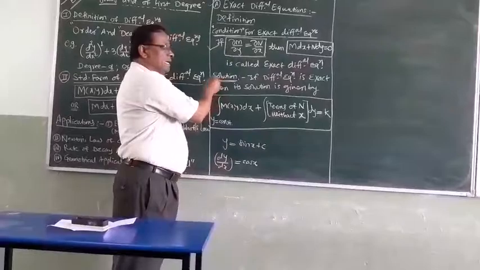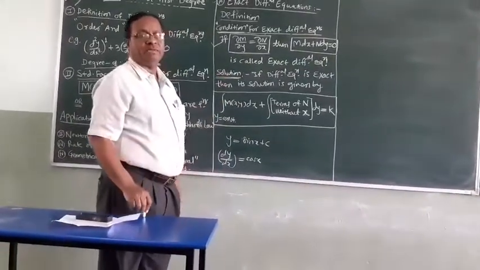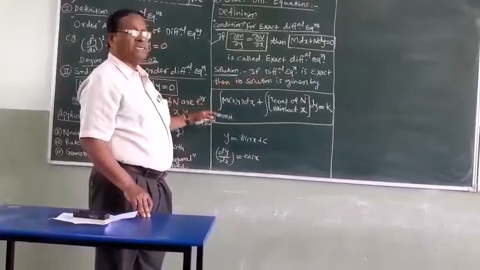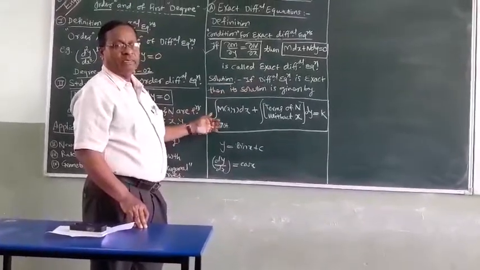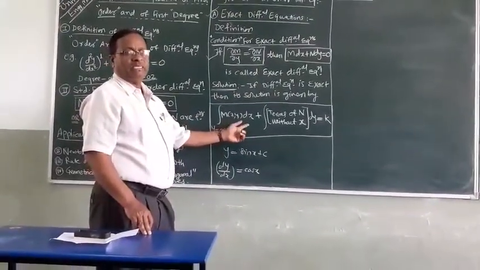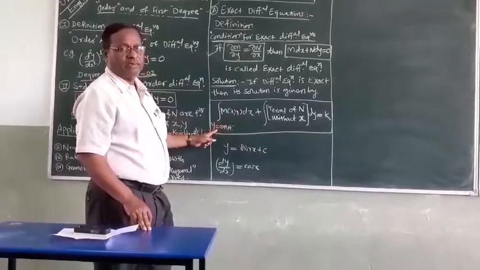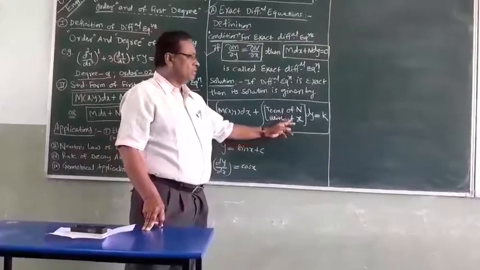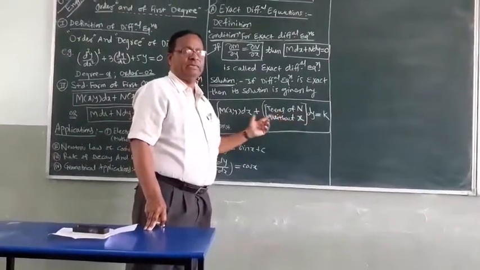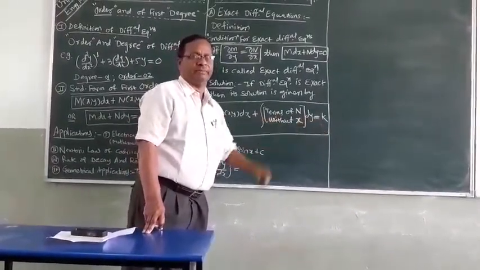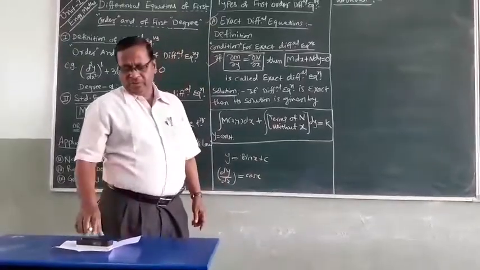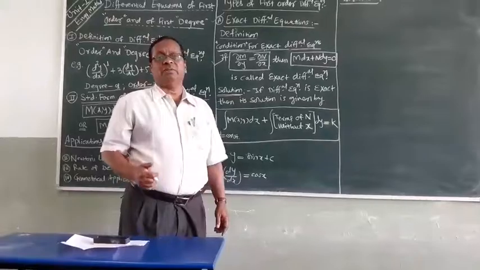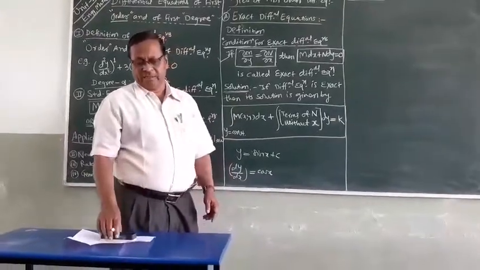Now, if it is exact, how can we find the solution? The solution can be obtained by using this integral formula. Integrate M with respect to x keeping y constant, plus integrate the terms of N without x with respect to y, and equate this to a constant k. Now, we will see exactly how to solve this type of exact differential equation.